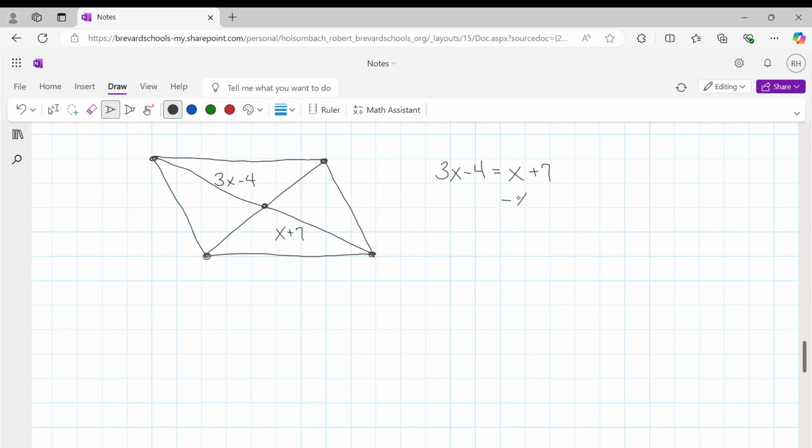So you can subtract x from each side. And 2x minus 4 is equal to 7. Add 4 to each side. 2x is equal to 11. And then you can divide both sides by 2. And x is equal to 5.5.